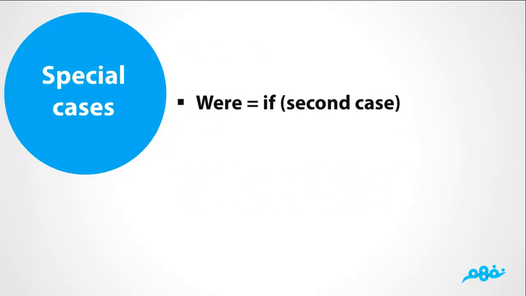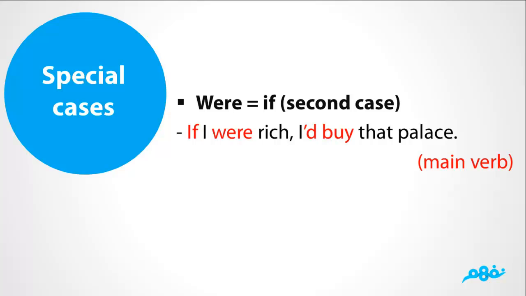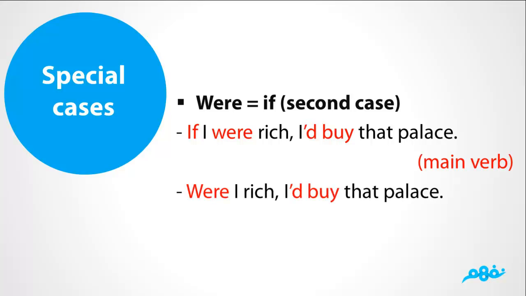We can use were to equal if in the second conditional only. If I were rich, I'd buy that palace. Here, the word were is a main verb, so it can be said, were you rich, I'd buy that palace.